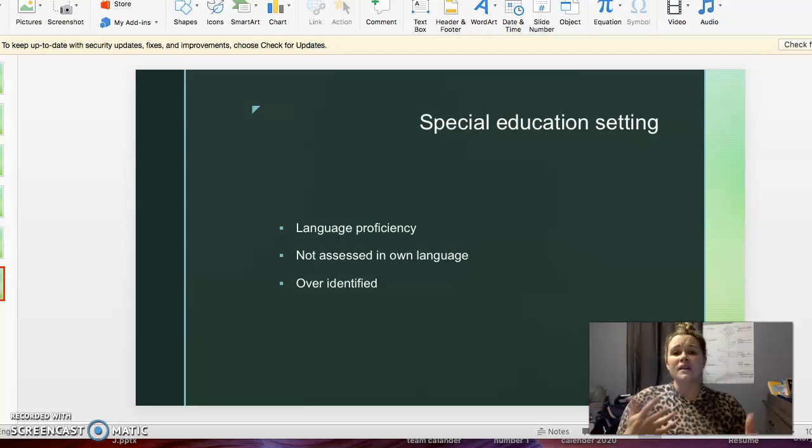So a lot of ELL students can be put in special education when they really don't need to. They just need extra support in the classroom. And a lot of times it's because they're not assessed in their own language, and they're not given the chance to show what they know and show, like, hey, I'm really good at math and science and all of these subjects, but you're giving it to me in a language that I'm not familiar with or I'm still struggling in. So as an educator, it's really important that we take those into consideration when testing students for special education that might be an ELL student as well.